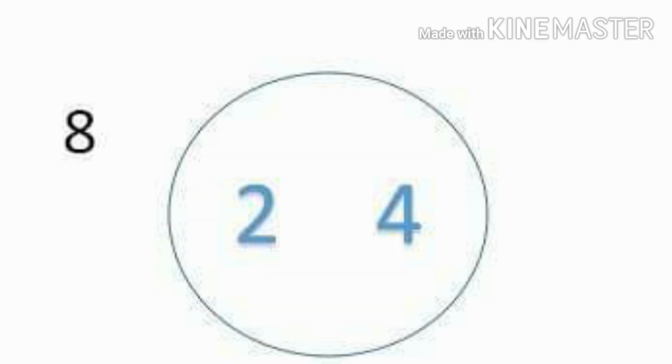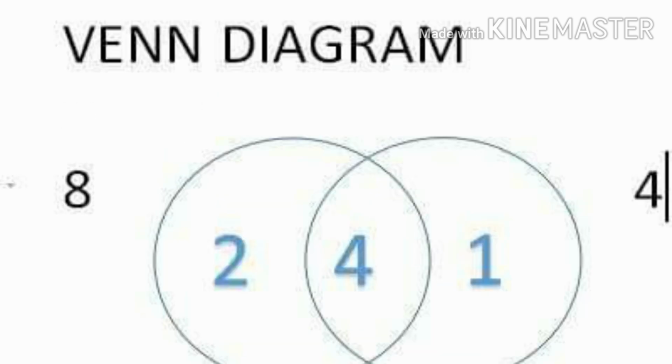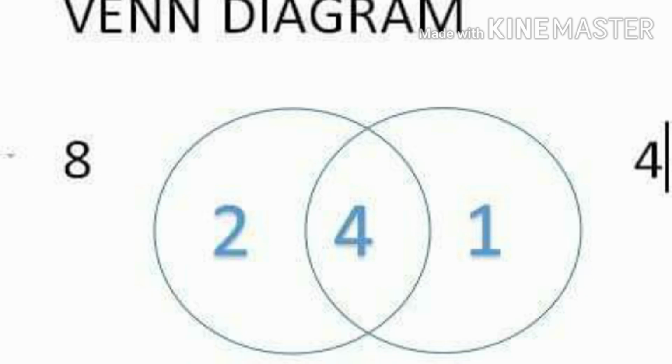Okay? So what I would do first is create a circle that would represent my factors for 8. I could write there 2 and then 4. For 4, I would create another circle. Inside it would be my factors, that would be 4 and 1. And I know 4 should be in between because this is the common number. I have there now 2, 4, and 1 as my factors in my Venn diagram.